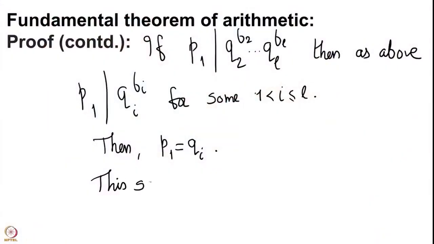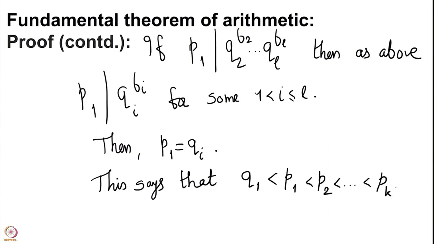But this is a contradiction, because what we have done by taking one prime factor in one decomposition going to the other factorization can also be done in the other way. So this says that Q1 is strictly less than P1, which is further strictly less than P2 and so on up to Pk. Remember, P1, P2, Pk, these were the primes occurring in the first factorization.